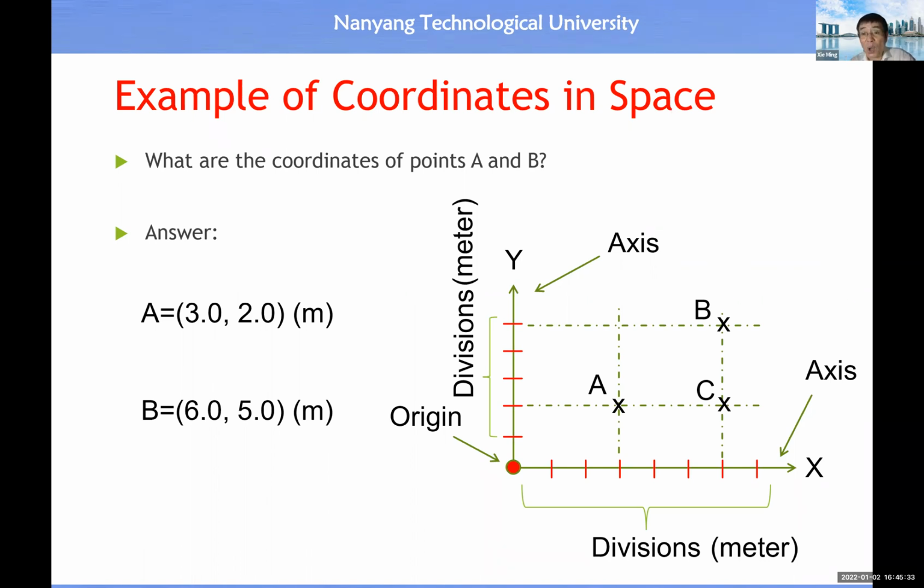Then what should be the coordinate for point B? The distance from B to the origin along the x-axis is 1, 2, 3, 4, 5, 6. The distance from the origin to point B along the vertical axis is 1, 2, 3, 4, 5. Therefore, the coordinate of point B should be (6, 5) meters. So this is a way for us to describe the detail of a location. If we follow this background knowledge, then everyone will understand our description of a position.